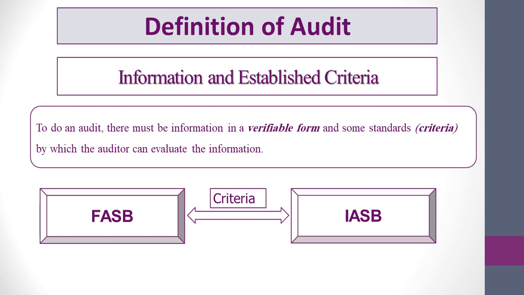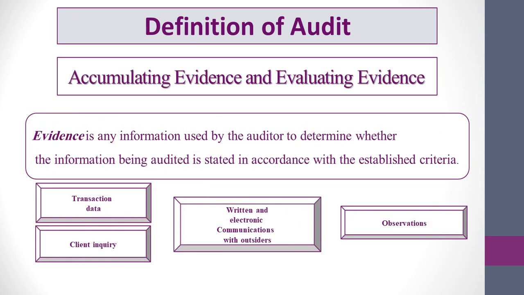So I have so many criteria as an auditor I should follow. I should be sure that the financial statement is prepared according to these criteria. For example, generally accepted accounting principles, IFRS, and some regulations and laws like the tax law. Okay, so this is the first keyword or the first phrase. Second, accumulating evidence and evaluating evidence.